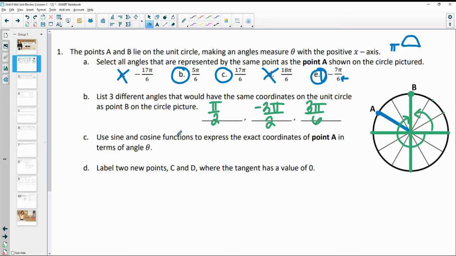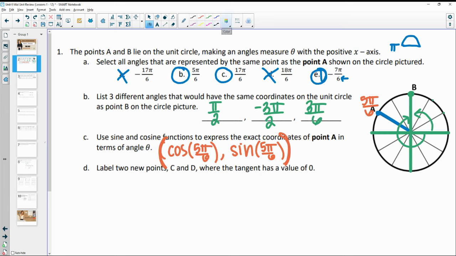Part C, use sine and cosine to express the exact coordinates of point A in terms of theta. And so when we do sines and cosines, remember cosine is for the x coordinate, and then you put the angle measure in. And remember this, you could really use any of these angles that you found. I'm going to use 5 pi over 6. And so then we would do cosine of 5 pi over 6, comma, sine of 5 pi over 6. So sine is your y value, cosine is your x value. So then that would be the ordered pair in terms of sine and cosine.